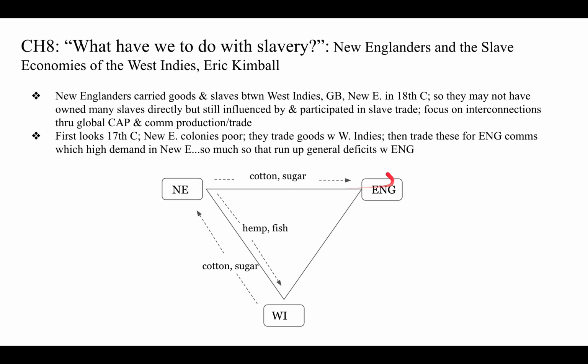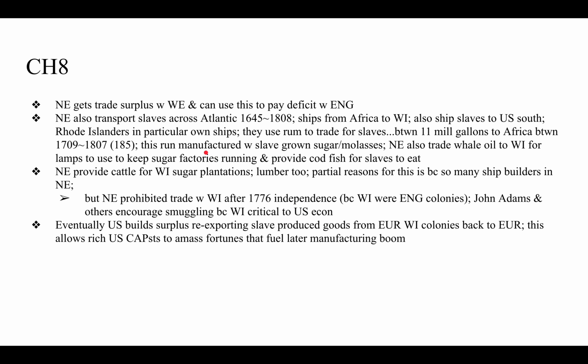New England traders are able to support themselves because they have a trade deficit with England, but a surplus with the West Indies. And at the same time, as I've mentioned here, English boats are bringing slaves from Africa to the West Indies and the U.S. South as well. New England also provided cattle for West Indies sugar plantations as well as lumber.